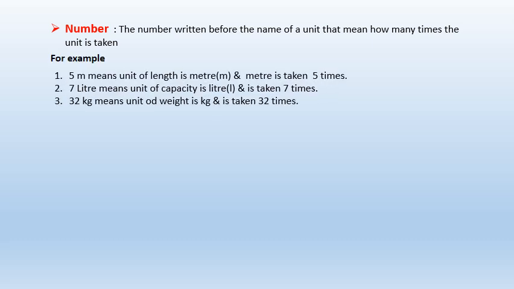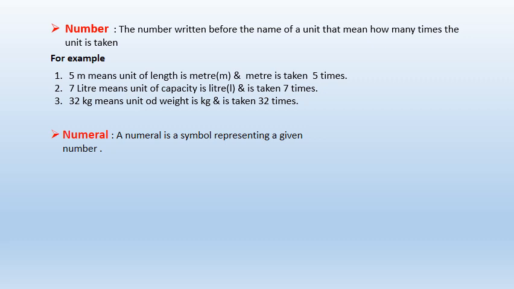For example, let us take 5 meter. Here 5 meter means the unit of length is meter. What is given here? Unit of length is meter, which is taken 5 times. Second example, 7 liter. The unit of capacity here is liter and it is taken 7 times. The unit of weight here is kilogram and it is taken 32 times.